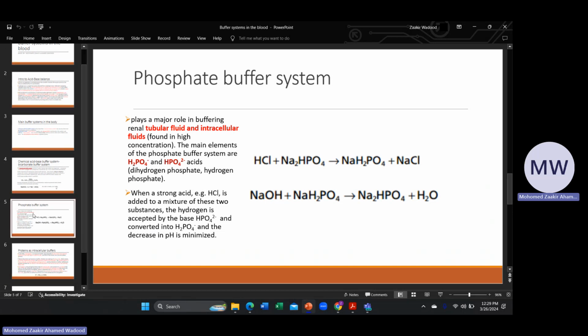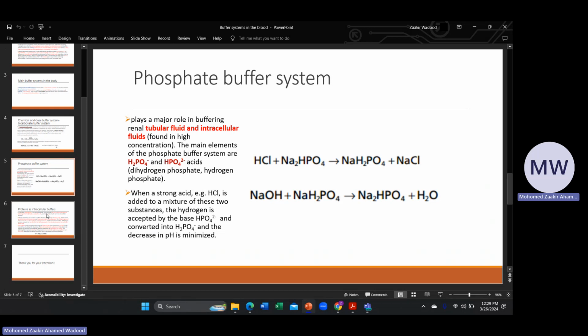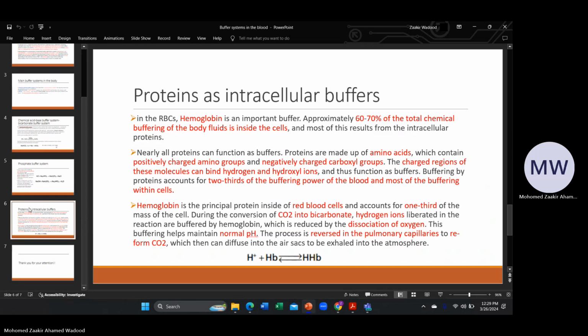I know this is rather a short topic, but there are a few other systems which will hopefully be covered by my colleagues. And finally, coming to the last and certainly not the least of the buffers, which are proteins as intercellular buffers. As you know, proteins make up a large portion of our blood, and it would be unfortunate if nature didn't find a way to incorporate that into the buffer system. And of course, it did.